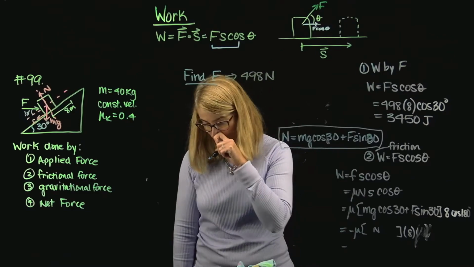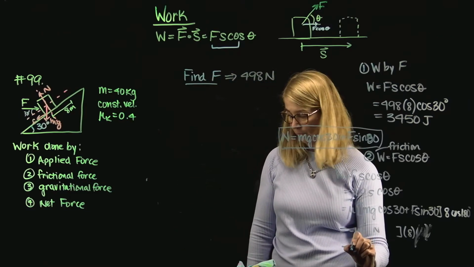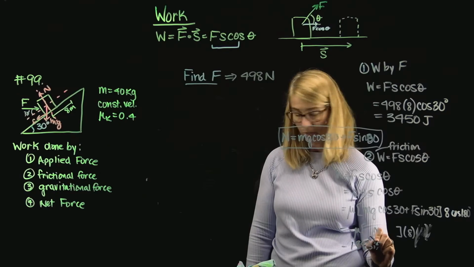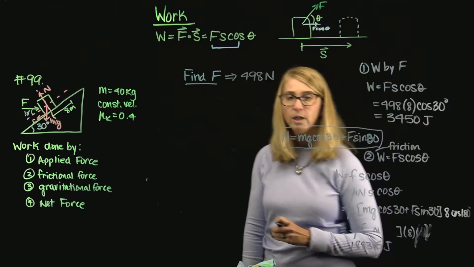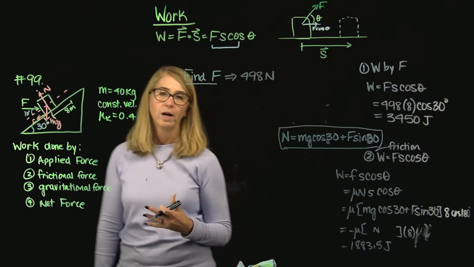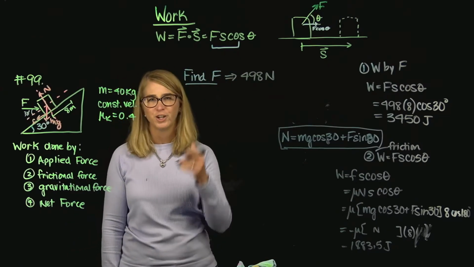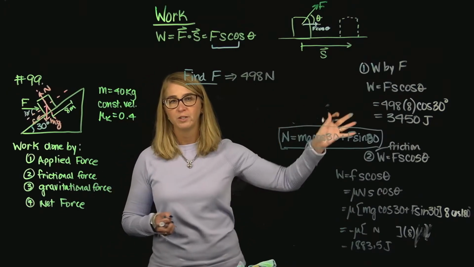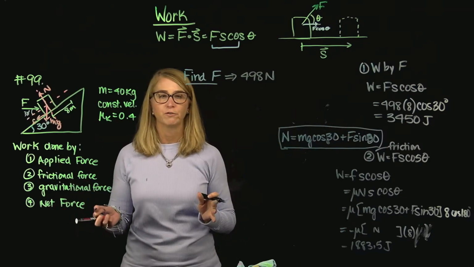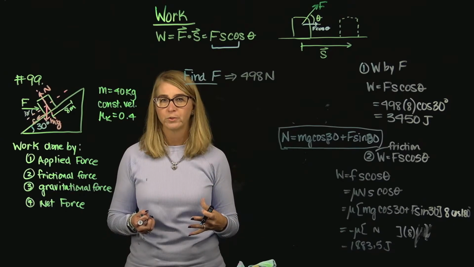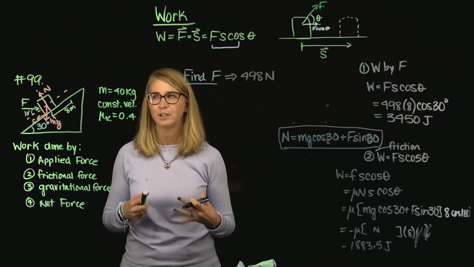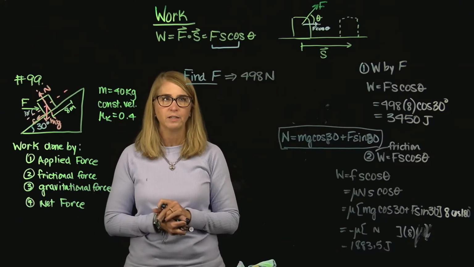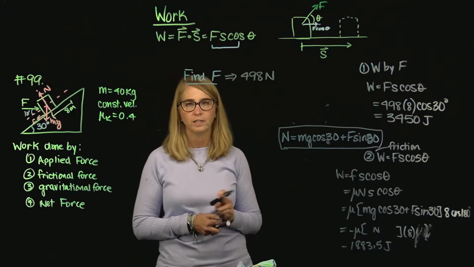The answer for that is that the work done is minus 1,883.5 joules. Now the reason that the work done by the friction is negative is because the displacement is in the opposite direction from the force. So the force actually isn't really contributing to getting it up the incline, it's actually working against it. And that's why we have negative work.